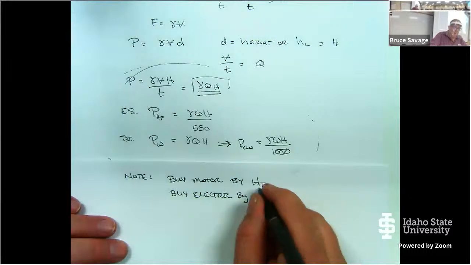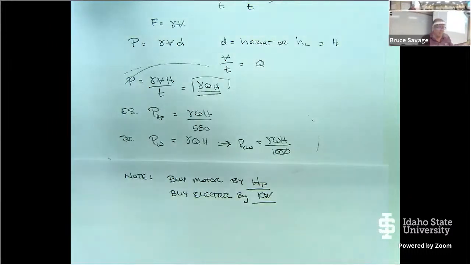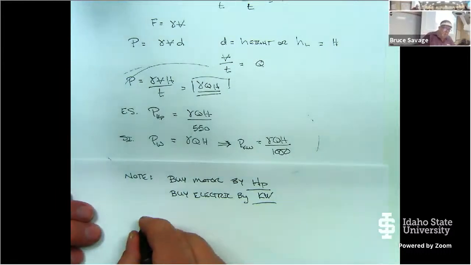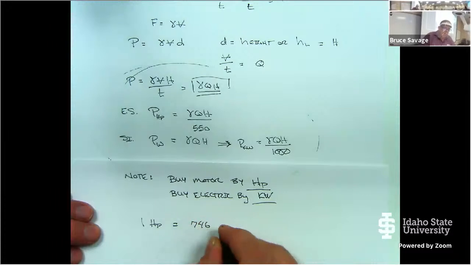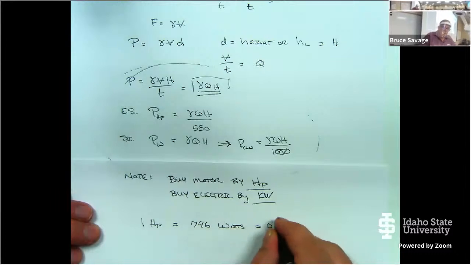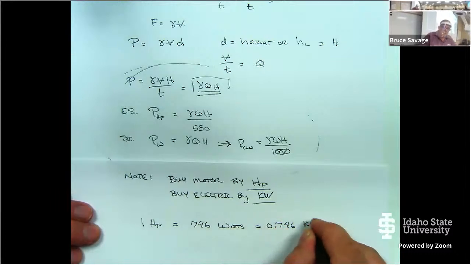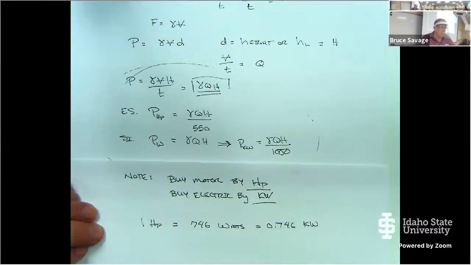But here's the concern: we buy the motor by horsepower, but then we turn around and buy electricity by kilowatts. So if we want to calculate how much electricity a motor needs, we need to do a conversion. I would note that in 1 horsepower, there are 746 watts, or 0.746 kilowatts. That's the conversion factor.